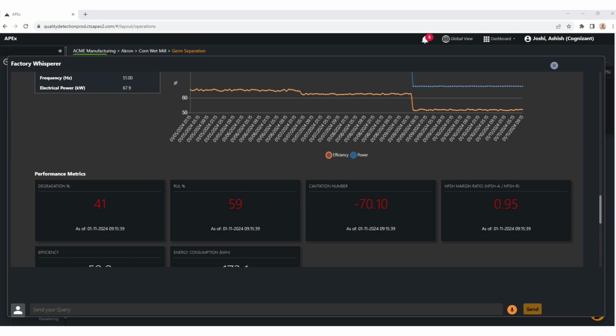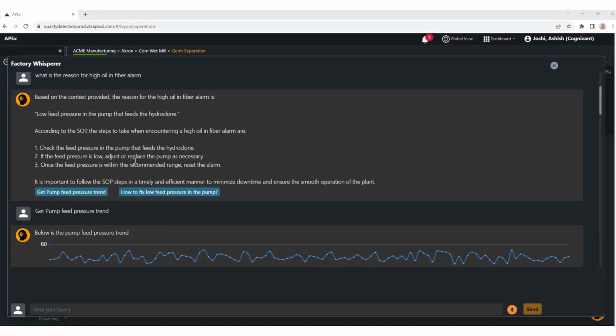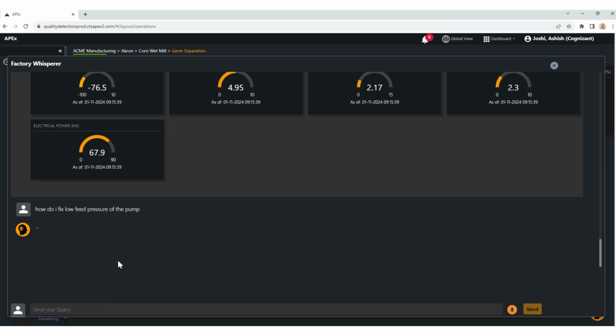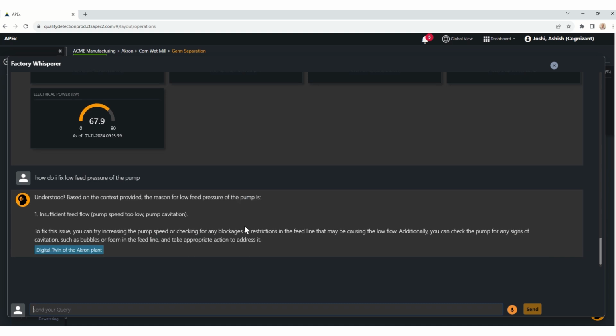Now, one of the things it identified from the previous answer which we saw is a problem around the pump. So the second question I can ask is, how do I fix low feed pressure of the pump? I can ask this question now in terms of fixing the problem. It takes the context of which pump I'm talking about, goes and looks at all the manuals available in my repository, and then brings out information around what needs to be done, with specific steps regarding that pump.